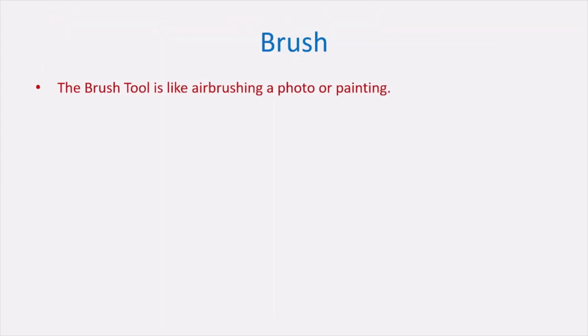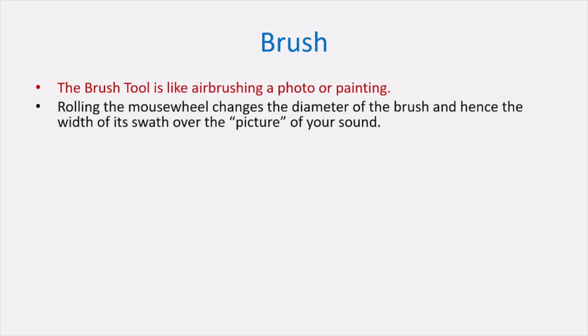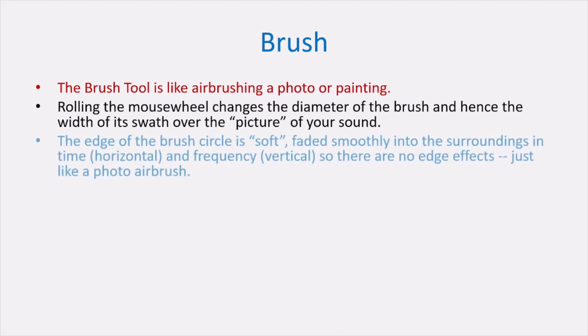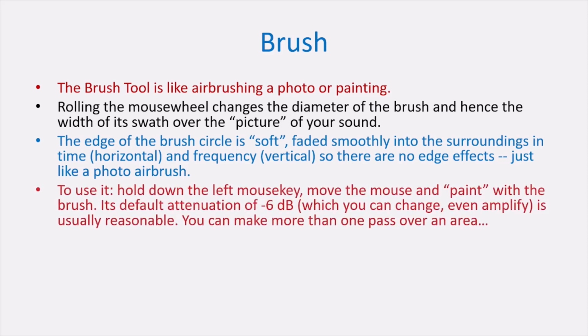So let's do the brush. It's like airbrushing a photo. Rolling the mouse wheel changes the diameter of the brush and the width of its swath over the picture of your sound. You can adjust different amounts of attenuation or even amplification. The edge of the circle is soft. It is faded into the surroundings in time, horizontal, and in frequency, vertical, so there are no edge effects, just like a photo airbrush. It's not a hard-edged circle.